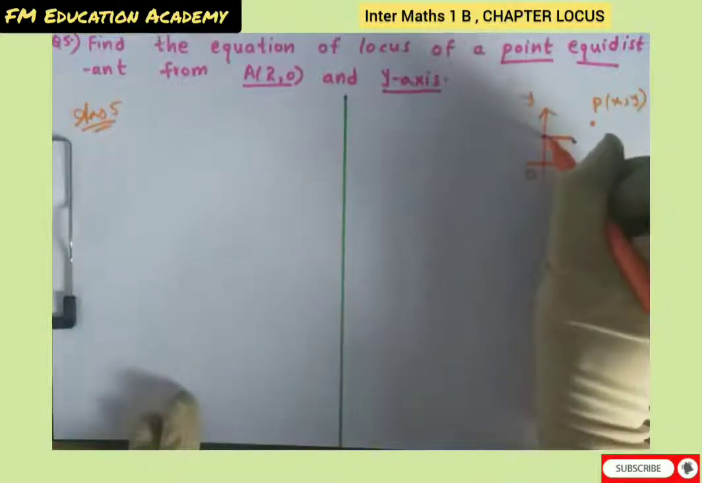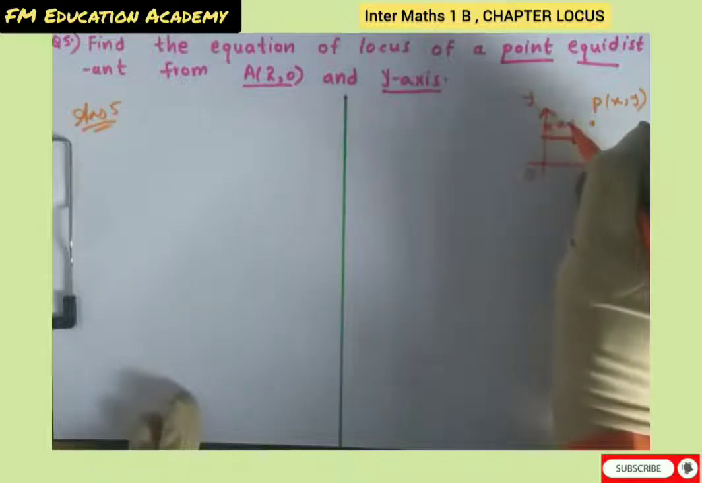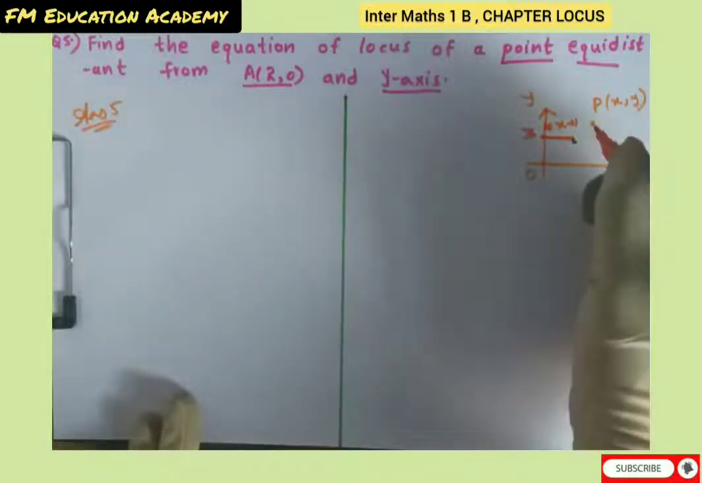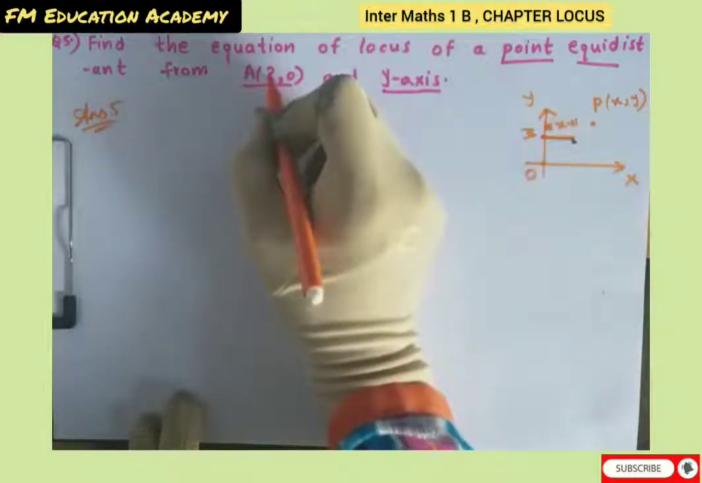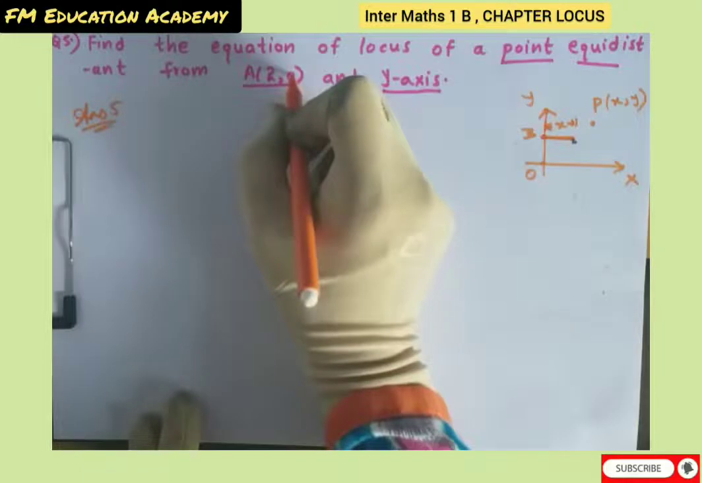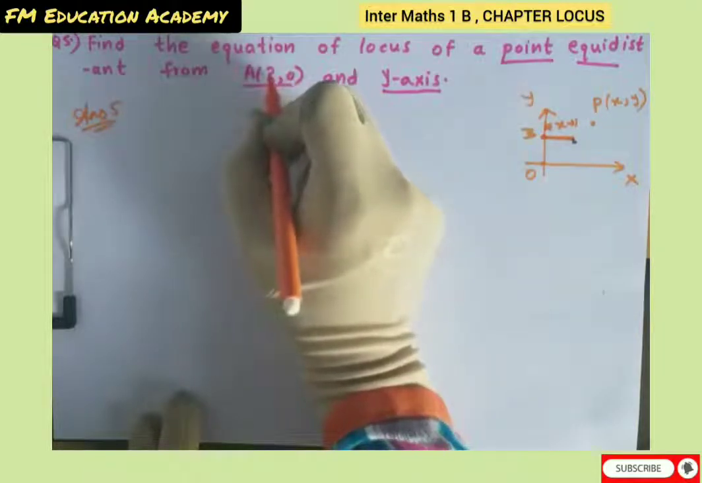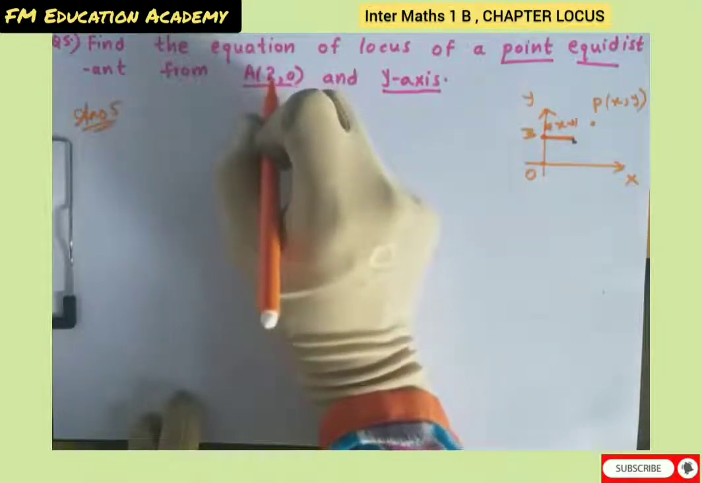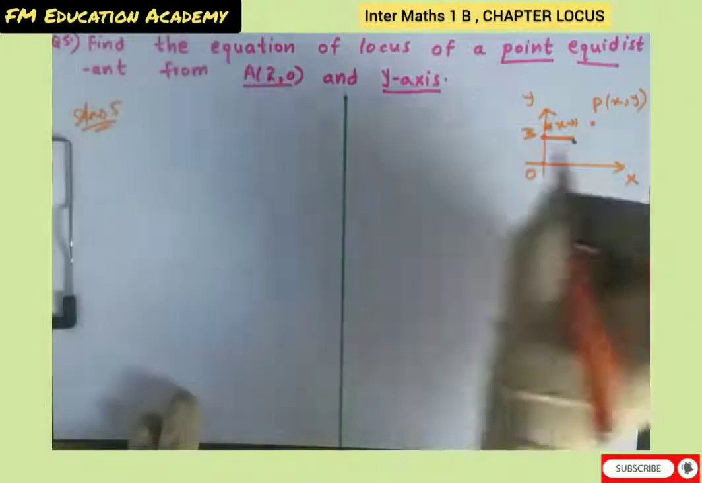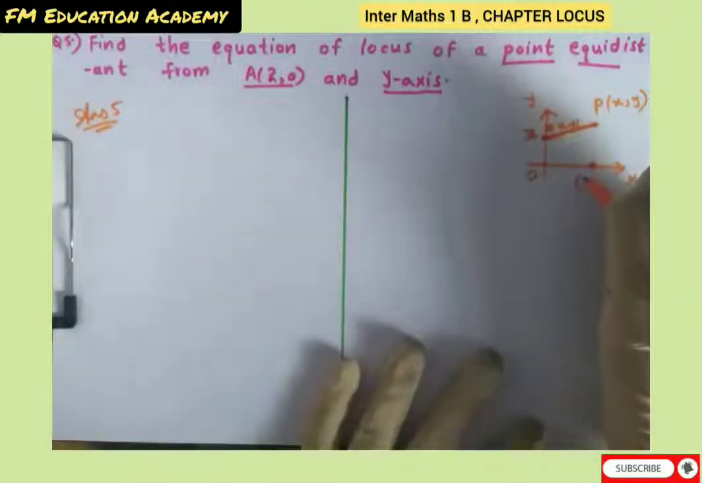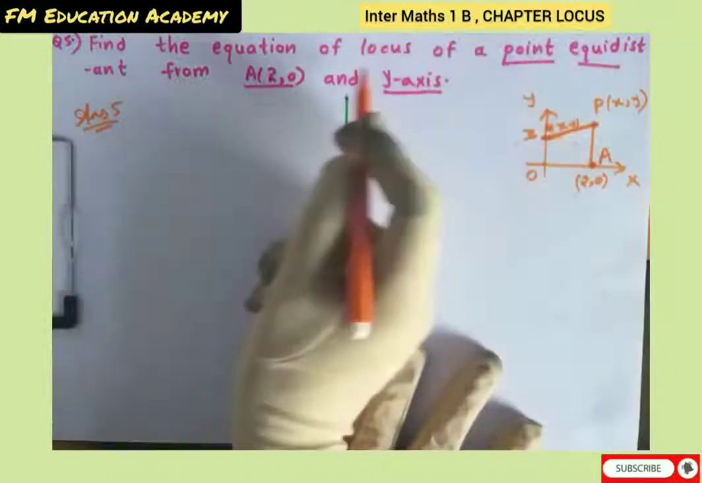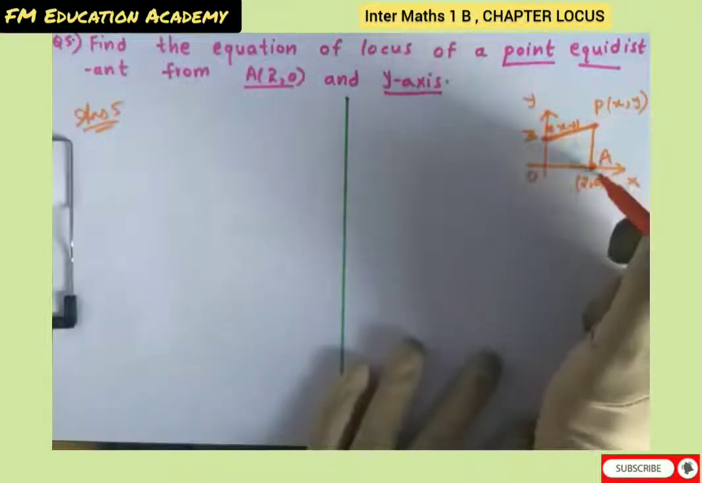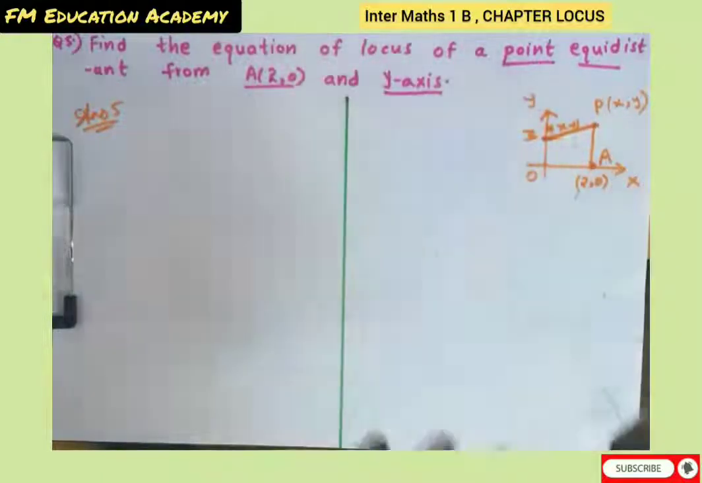The distance to the y-axis is x here, and let us suppose the foot is M, and the point is also at an equal distance from A(2, 0). (2, 0) means x coordinate is 2 and y coordinate is 0. Where will this point lie? We know whenever x coordinate is 2 and y coordinate is 0, it will lie on the x-axis. So let us suppose this is 2 on the x-axis, and y coordinate is 0, so (2, 0). This is our A(2, 0). So here in the question, the geometrical condition given to us is PM is equal to PA.